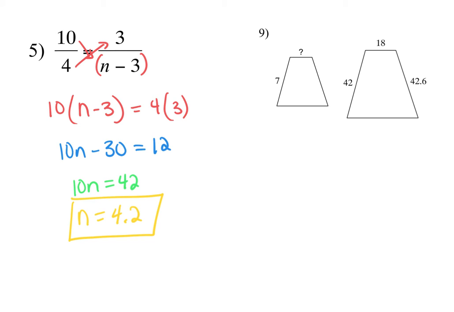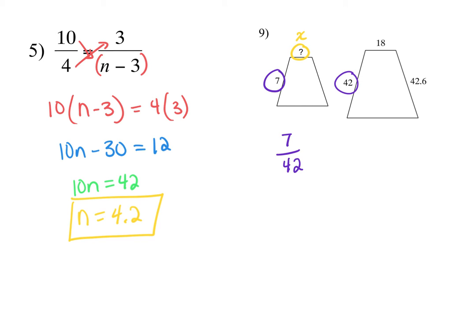The next section is actually the same. What you want to do is wherever there's a question mark, you want to put your variable there, x. And then you're just going to set up a proportion. I typically put my smaller figure on top and my larger figure on bottom. Pick sides that correspond. So I have 7 and 42. Those are corresponding sides. So I can say 7 over 42.